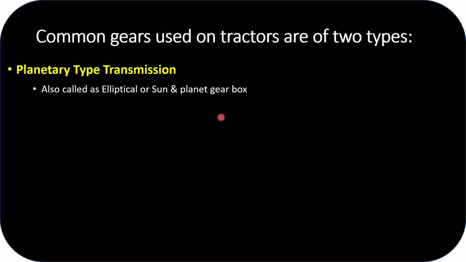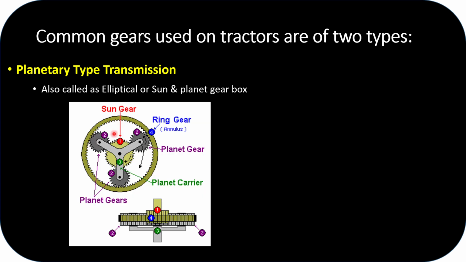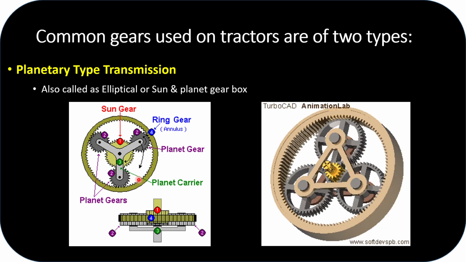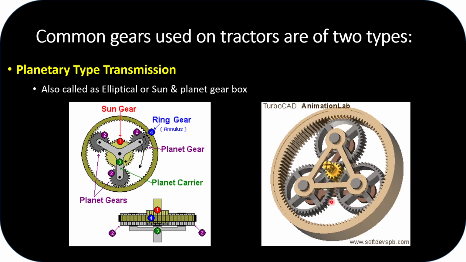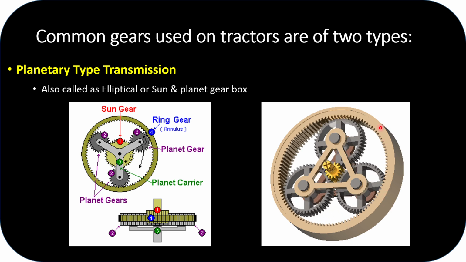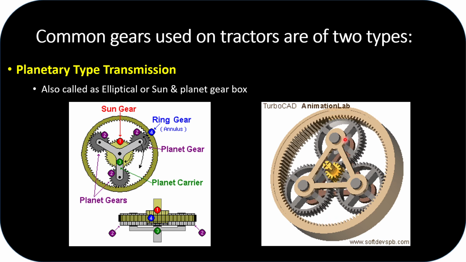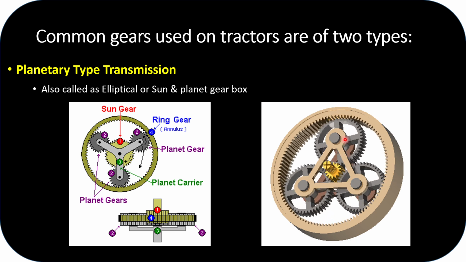It is also called elliptical or sun and planet gearbox, and it consists of a ring gear or annulus, in which centrally a sun gear is rotating and a number of gears are rotating around the sun gear, which are called planet gears. And this is how it is working. A central gear is rotating, a number of planet gears rotating along the sun gear, and from which an annulus is also rotating. So this is how a planetary type transmission is working.